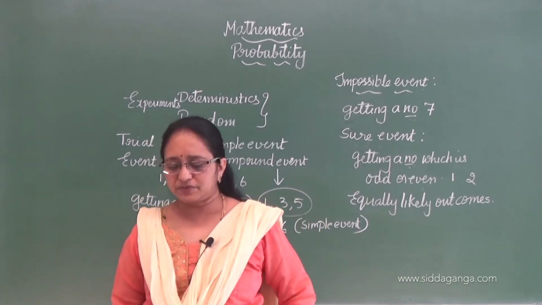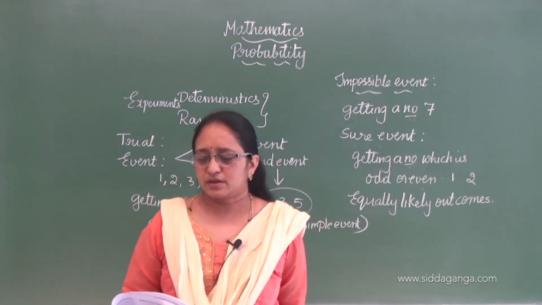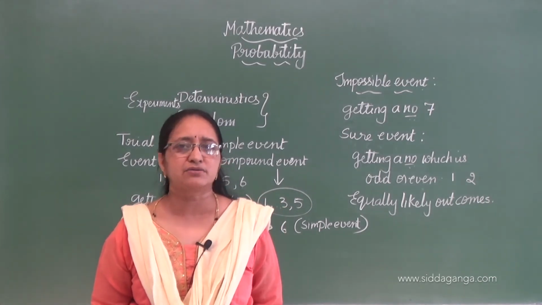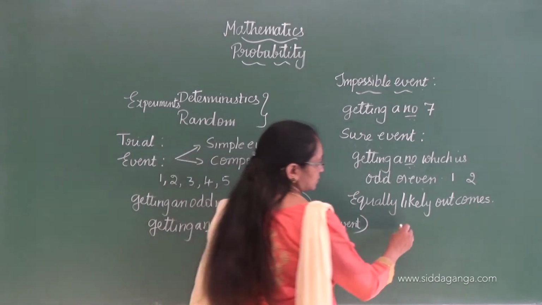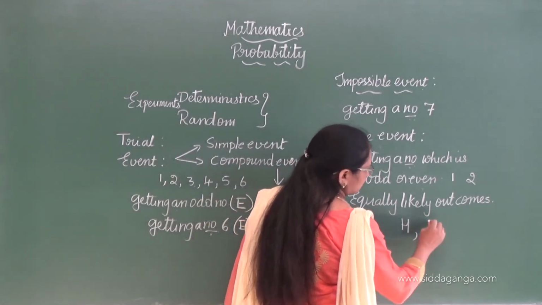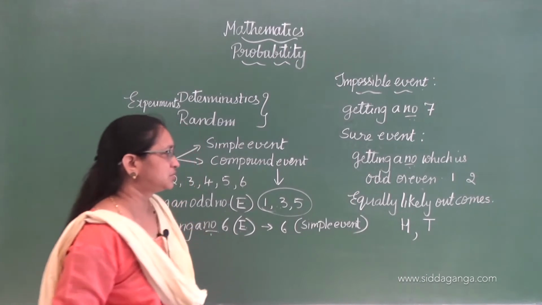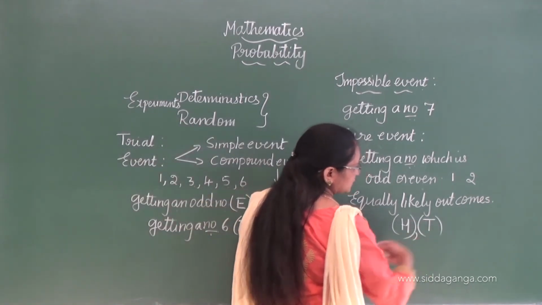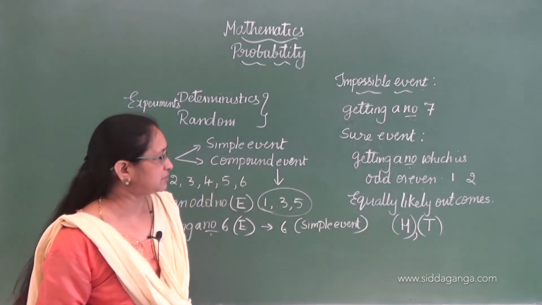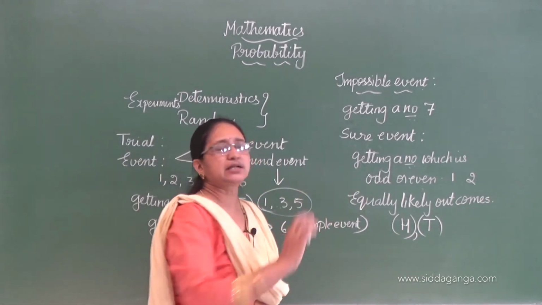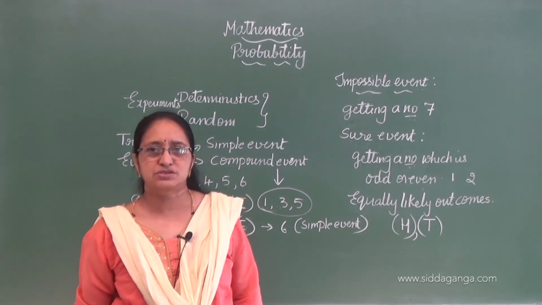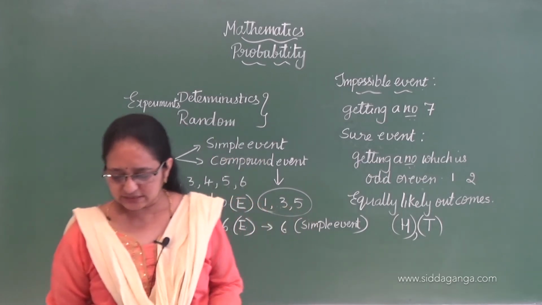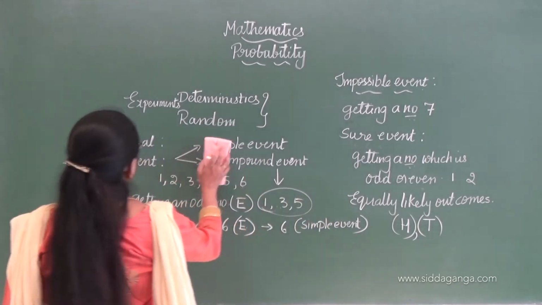Example, when we toss a coin, the outcome of falling head or tail, they are equally likely. When you toss a coin, either you will get head or tail. If I ask you the outcomes, either you will get H or you will get tail, correct? So, that will be the example for equally likely outcomes. Understood?